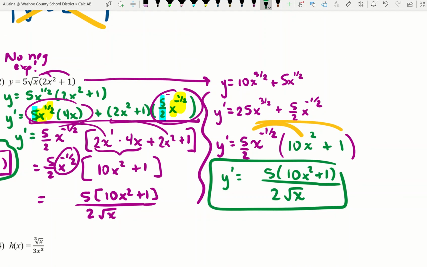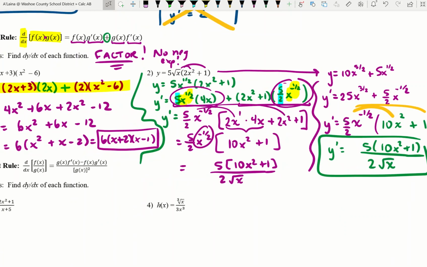The number of steps aren't really that fewer, but boy, it's just way less intense. So if you want to, use the distributive property.